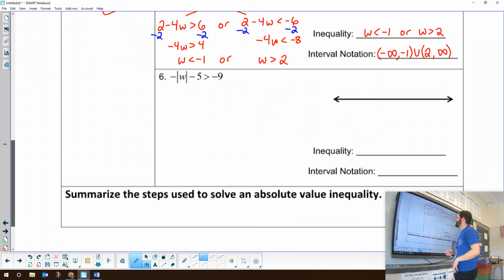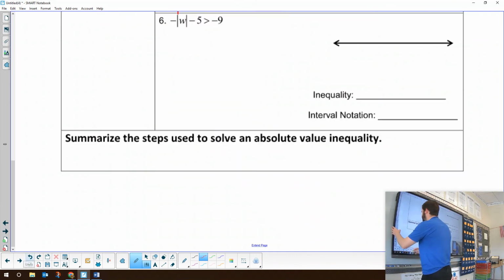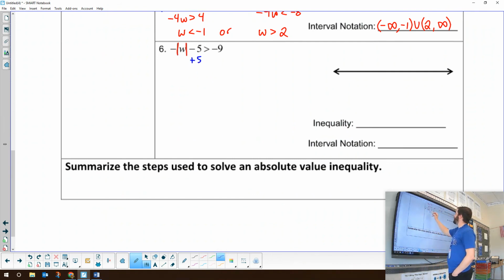All right, here's our last problem here for today, number 6. I got to get the absolute value by itself. And to get that absolute value by itself, I need to start off by adding 5 to both sides. So we're going to get negative absolute value of w is greater than negative 4. Then I'm going to divide both sides by negative 1 to get rid of that negative. And we're going to get the absolute value of w is less than positive 4.